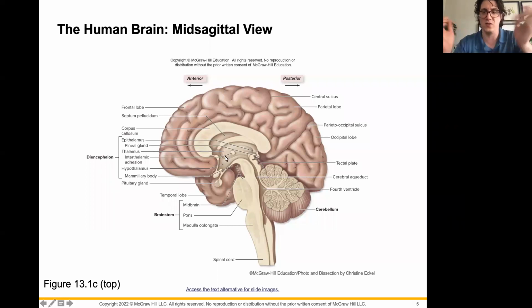Now, the structure that holds the two thalamuses together is going to be called the interthalamic adhesion. So that's this little dot right here that whenever we divide our sheep brain in half, we will actually have to cut through this. So we'll be able to see this nice and easily on our sheep brain.